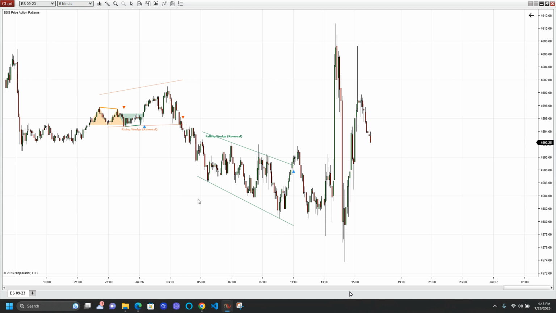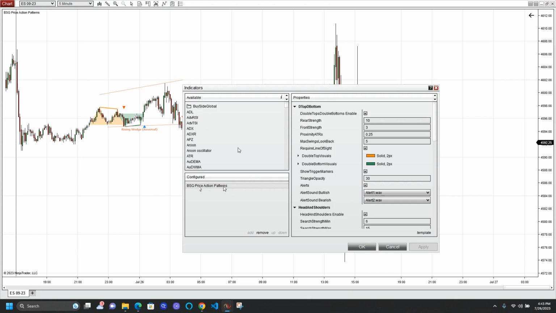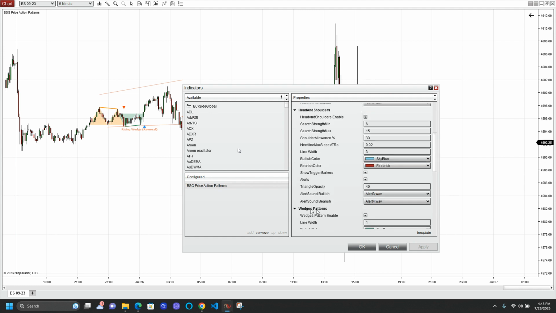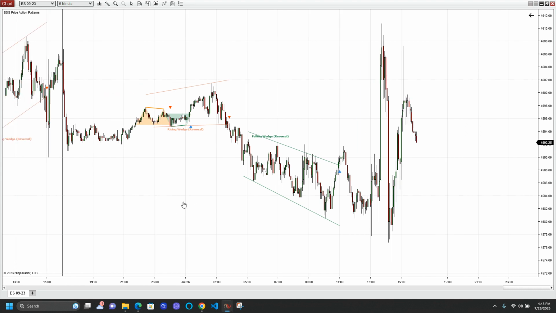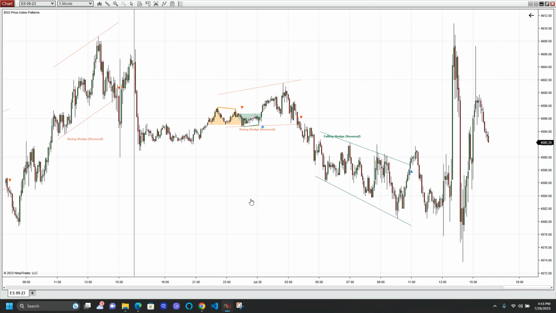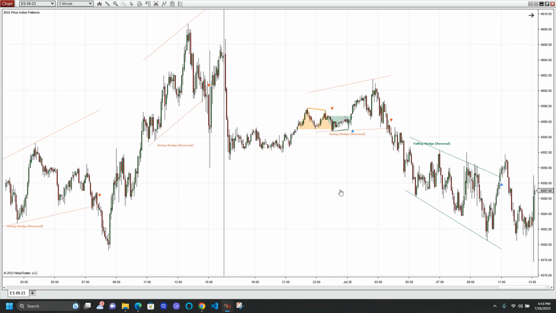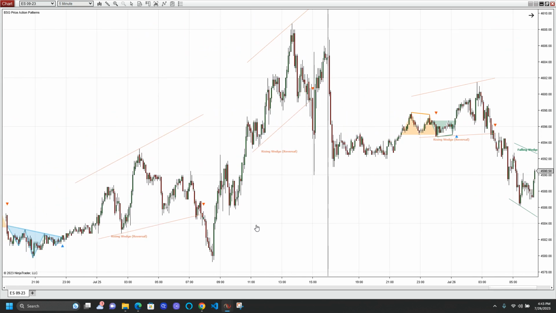I have our indicator on the screen. It's called BSG Price Action Pattern. It can detect the double top, double bottom, head and shoulders, and wedge patterns. Every time it sees a pattern, it's going to draw it for you. In this case, it says double top, double bottom, rising wedge, falling wedge. So again, the point is you should not be trading everything. The objective of the indicator is to auto detect and highlight so that you know what's going on in the chart. So let's look at which patterns I should really trade.